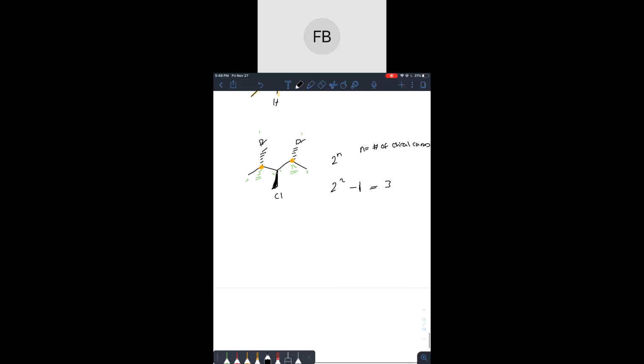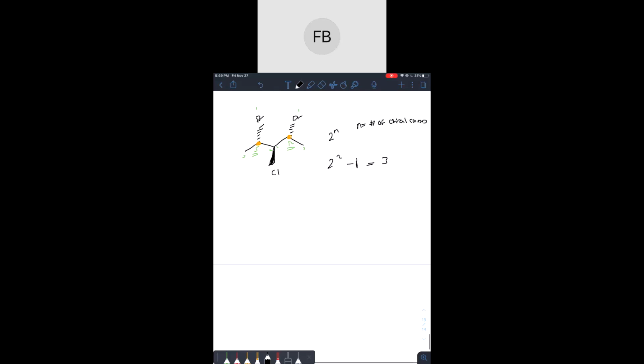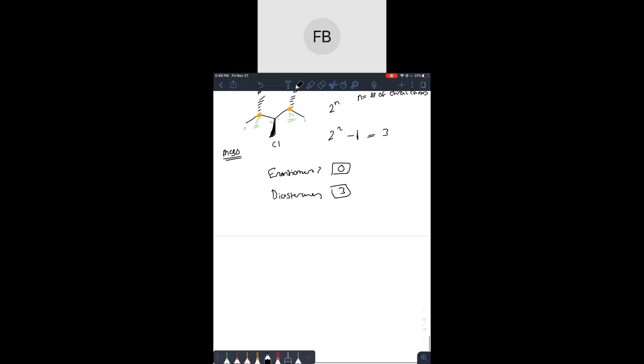Again, if you had said enantiomers, you would say there's no enantiomers for a meso compound. But for diastereomers, there is. So if you said, how many enantiomers are there of this, you would say 0. If you said diastereomers, you would say 3. So this is for meso compounds. And then the next one is just a standard diastereomer. It's not meso, so you don't need to worry about that.